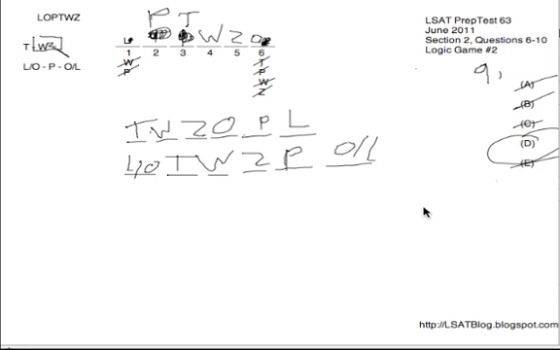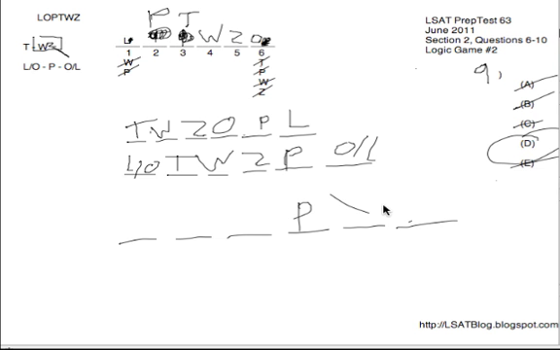Now, why doesn't P on 4 work? We haven't ever seen it happen, but that isn't necessarily proof. We just got here by process of elimination. So I'll show you why. If we were to put P on 4, here's what happens. P on 4, we have to have, of course, O and L coming after it, and then WZ now is forced to go before it.